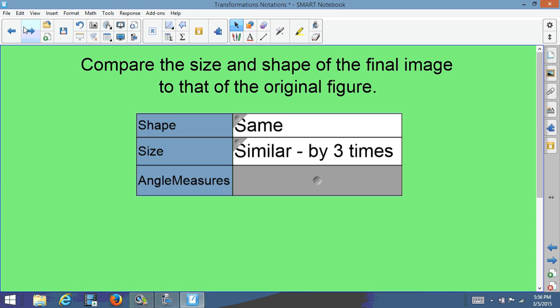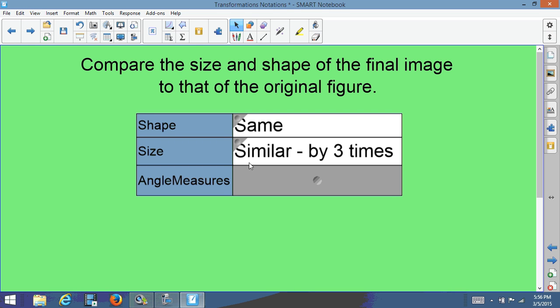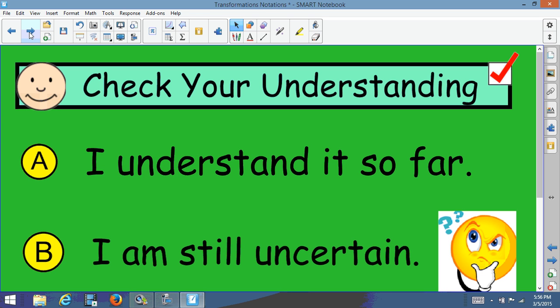Now the angle measurement, let's go back to the angles. We didn't talk about the angles. There are these little right angles there, and they're all right angles in the 4 corners. So the angles stayed the same. In both shapes they were right angles, so they were all 90 degrees. So that's a nice comparison to look at. That's what's called a similar figure.